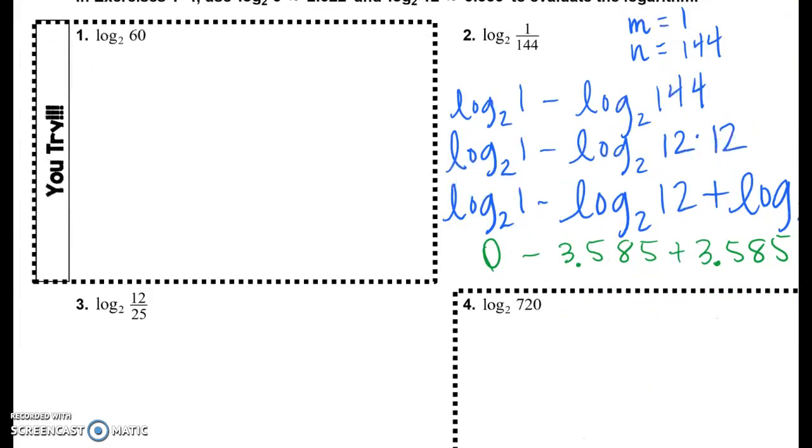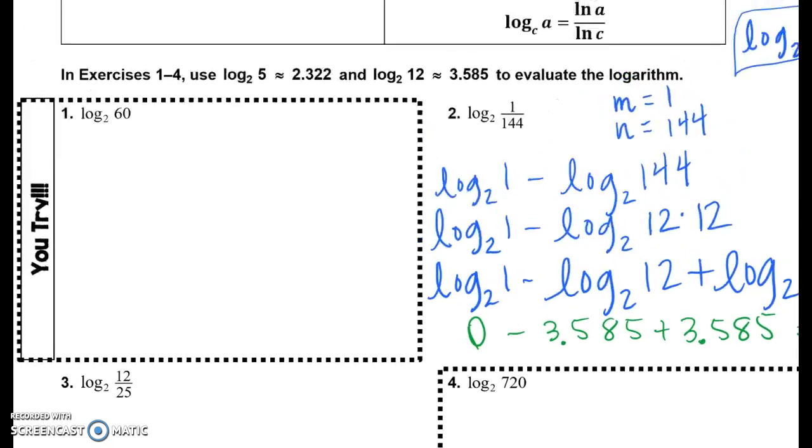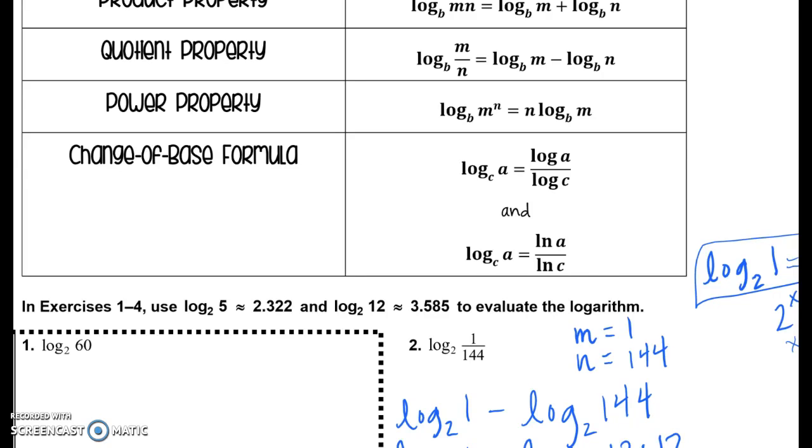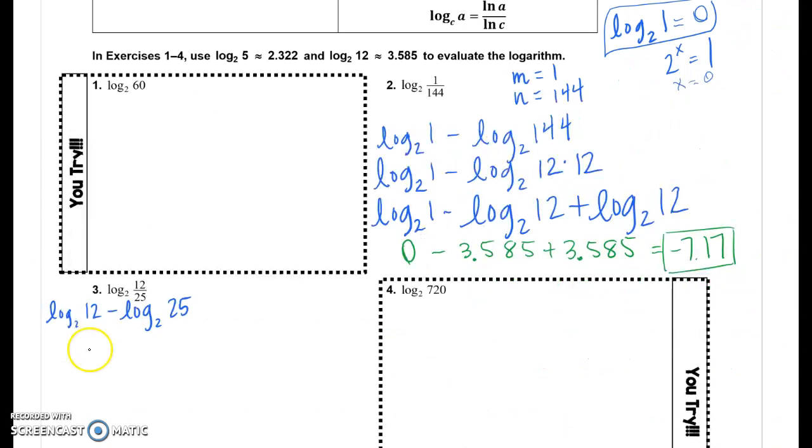Now I'm going to do number 3. Number 3 also looks like the quotient rule, so let's rewrite that. Now let's look at the values we're given. We have log base 2 of 12. We don't have that. Oh, yeah, we do. It's right here. And then we have log base 2 of 25. And we don't have log base 2 of 25, but we have log base 2 of 5. So let's rewrite this.